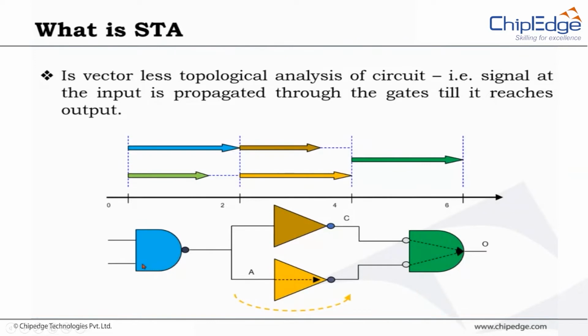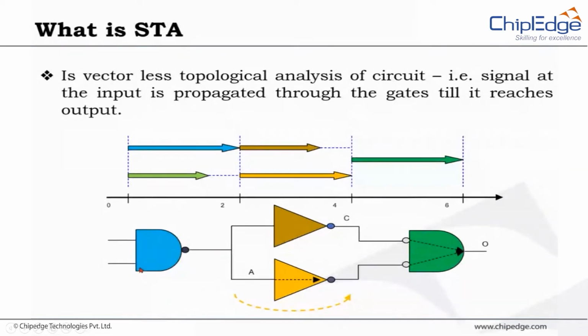So if you look at the paths, there are multiple paths possible. Like if you start at the lower gate here to this guy, and possibly through this inverter and through this and to output, or through this inverter and to output. So there are multiple paths possible if you observe here.